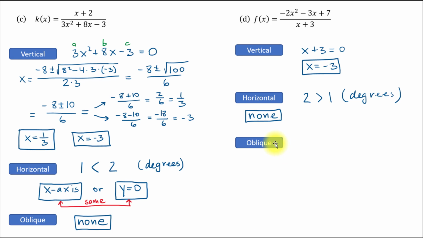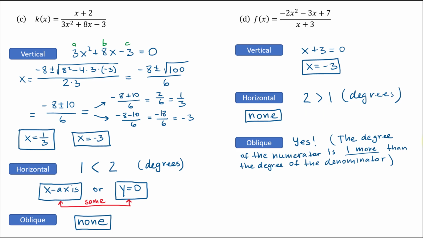And finally, the oblique asymptote. We just said that the degree of the numerator is greater than the degree of the denominator, and that's exactly 1 more. That's when the graph of a rational function has an oblique asymptote. Now we need to find the equation of the oblique asymptote. For that, we're going to divide the numerator by the denominator. This qualifies for synthetic division, so that's what I'll use.